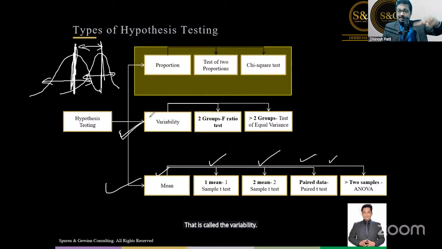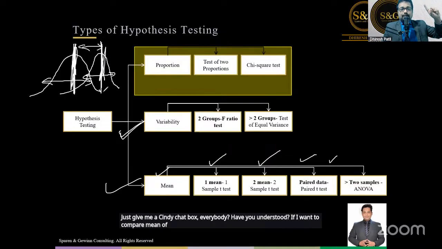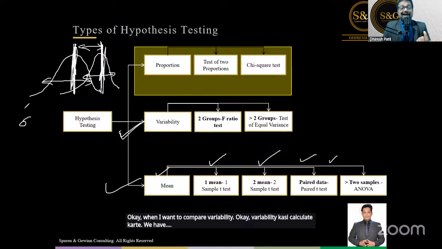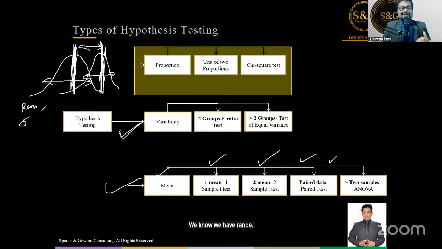Are you understanding this, the difference between mean and variability? Just give me a yes in the chat box, everybody. If I want to compare the mean of one sample with the mean of another, that's where these four categories come into the picture: one sample, two sample, paired, and ANOVA. When I want to compare variability, how do we calculate variability? We have range, variance, standard deviation. Remember?